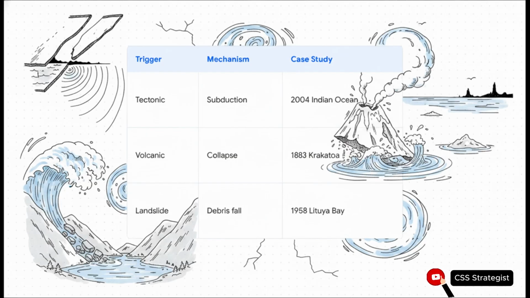Volcanic island collapses are much rarer but incredibly lethal, as the world saw with Krakatoa back in 1883. And then we have landslide triggers, perfectly exemplified by the crazy mega tsunami in Lituya Bay, Alaska in 1958, where massive amounts of mountain debris falling into the water generated the wave.